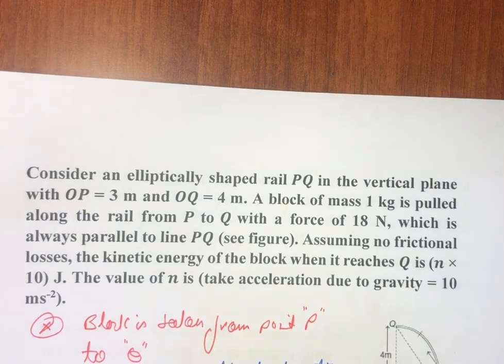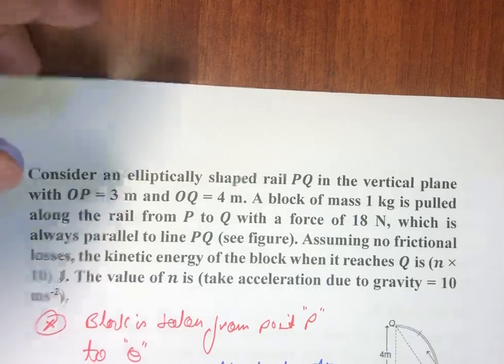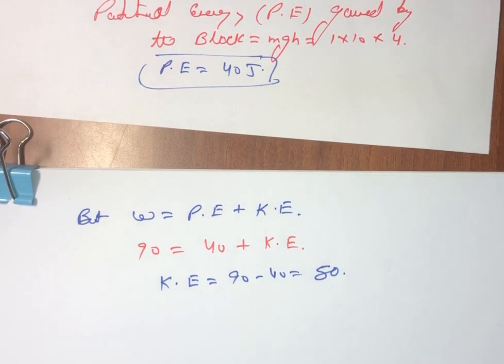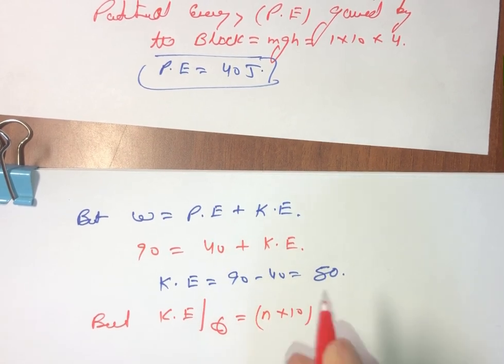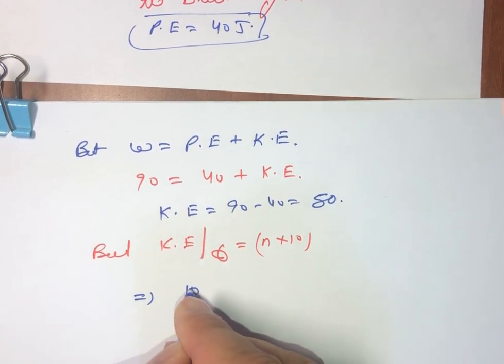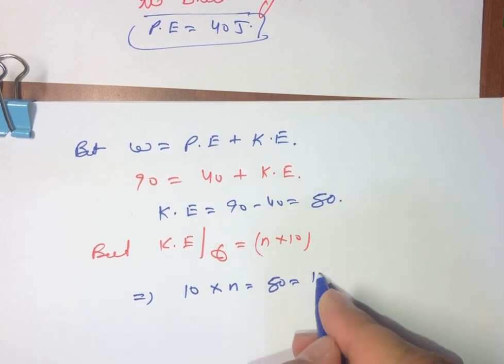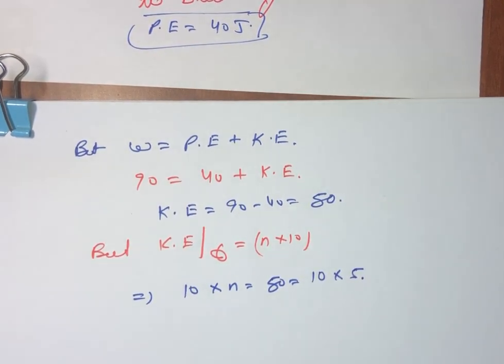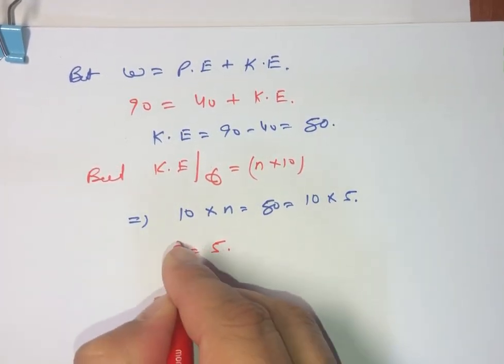And it is also given that the kinetic energy of block at point Q is n into 10. So kinetic energy at point Q is equal to n into 10. So we can equate these two equations. We can say 10 into n is equal to 50, and 50 we can write 10 into 5. So from here we can say that the value of n is equal to 5.